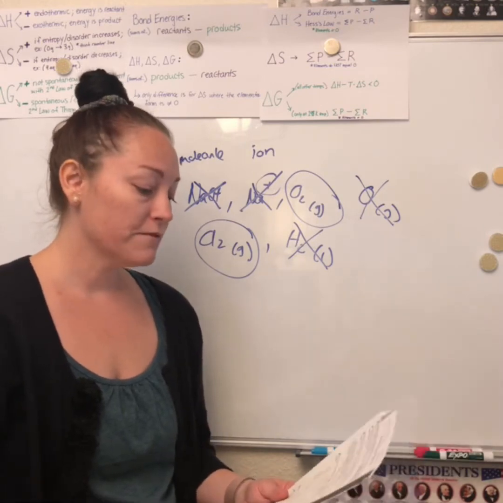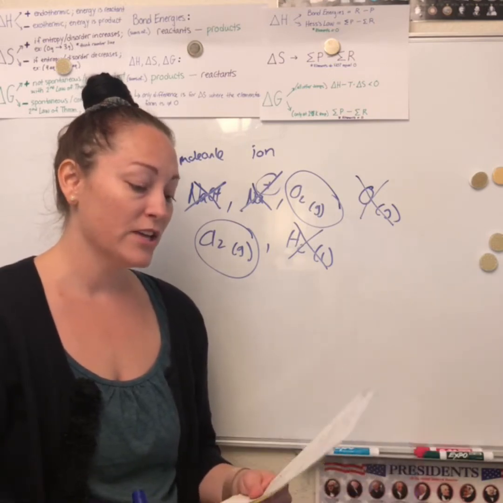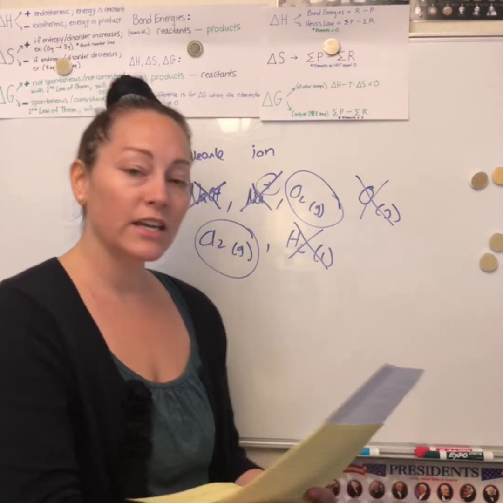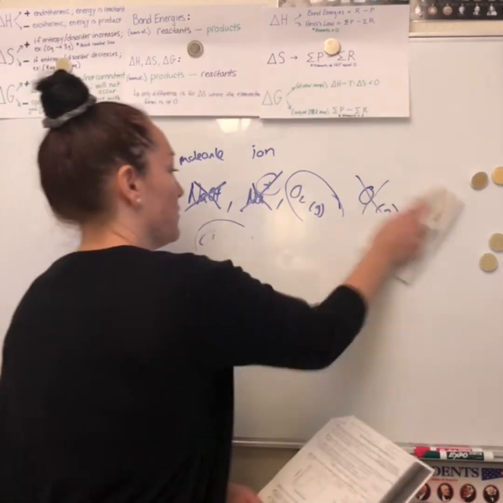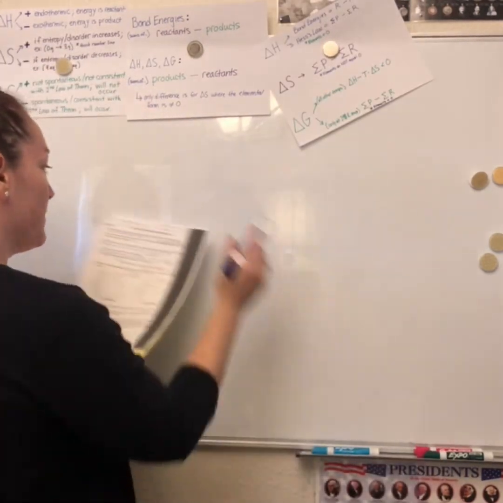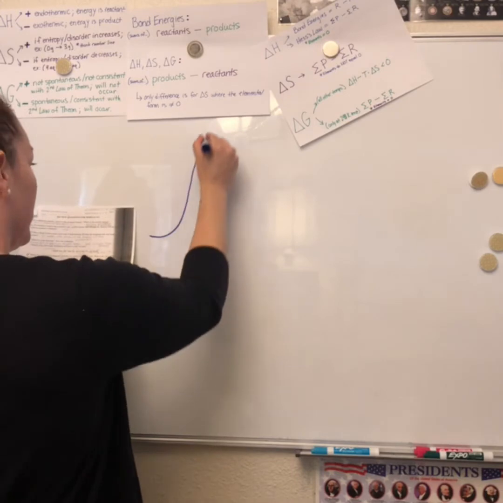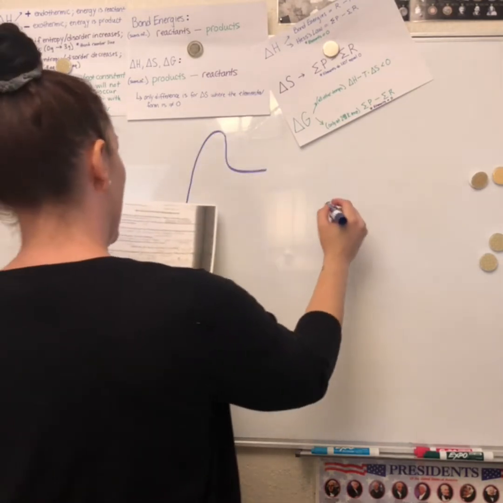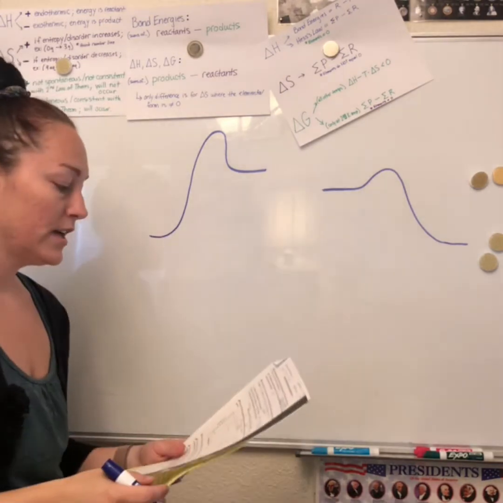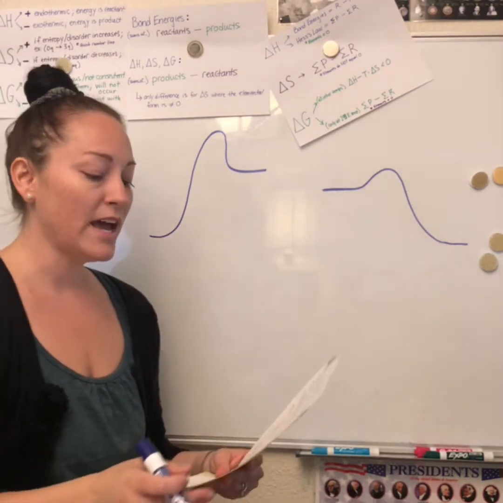Okay, number 6. It says, which of the following diagrams indicates an endothermic reaction? What is the delta H of that? So then they give you two different diagrams, diagram 1 and diagram 2. Okay? And the basic one of diagram 1 goes like this, and diagram 2 goes like that. So it says, which one's endothermic?